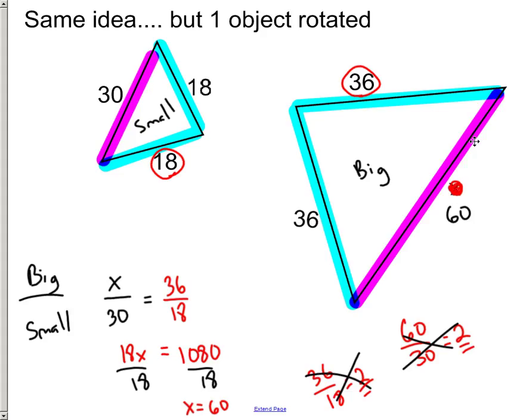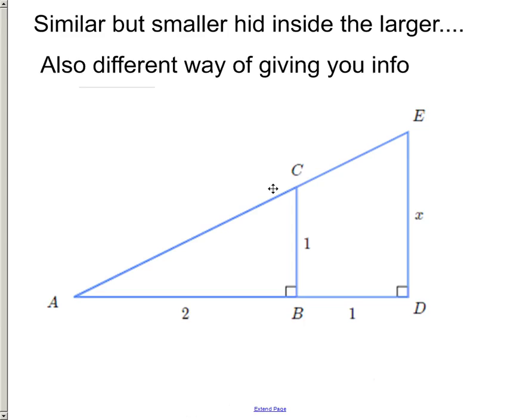But x equals 60. So that's one thing that they love to do: they love to take a shape and then just split it out and rotate it. Now, another thing they like to do after they've made a similar shape is take the smaller shape and shove it inside of the bigger shape. So we've got two triangles here. Triangle ABC is inside of triangle ADE.